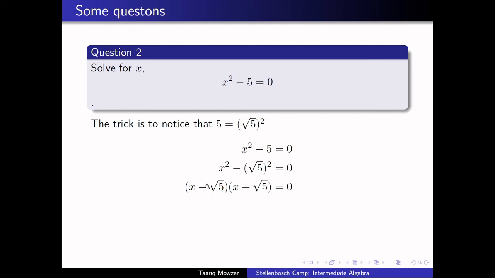Now we can use the property that we're multiplying two numbers to get 0. So one of them has to be 0, which gives us that this is 0, meaning x equals root 5, or this is 0, which means x equals minus root 5, which is how you can solve these types of equations.